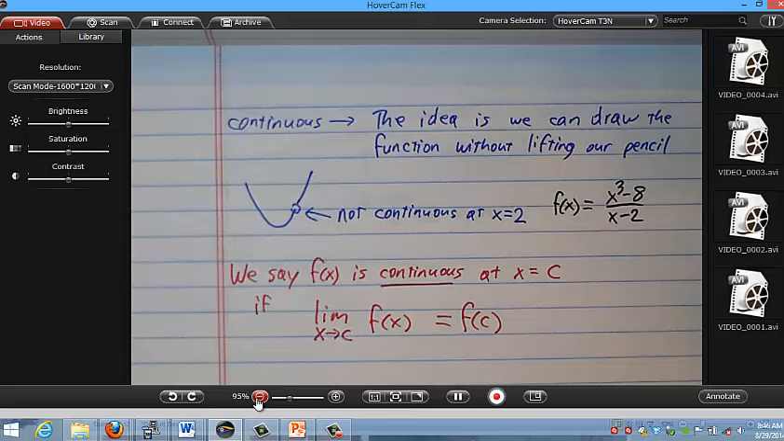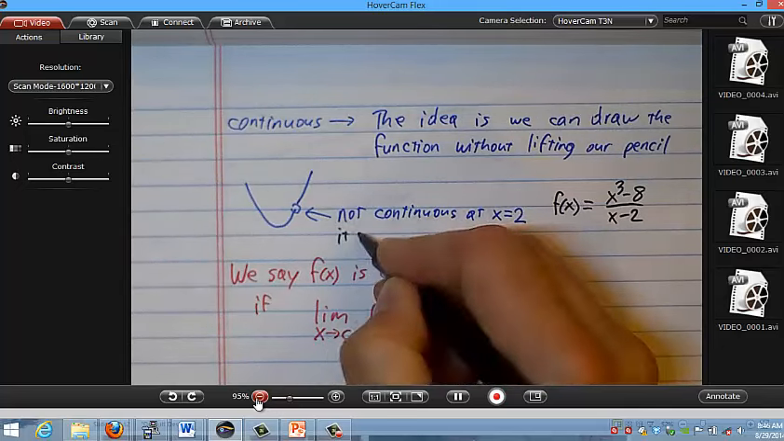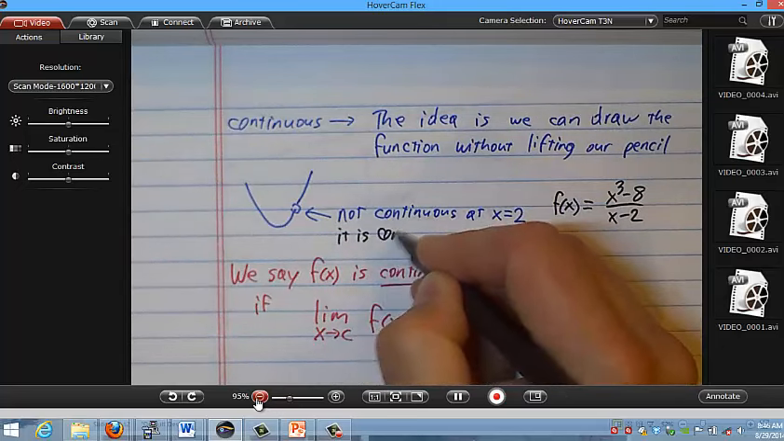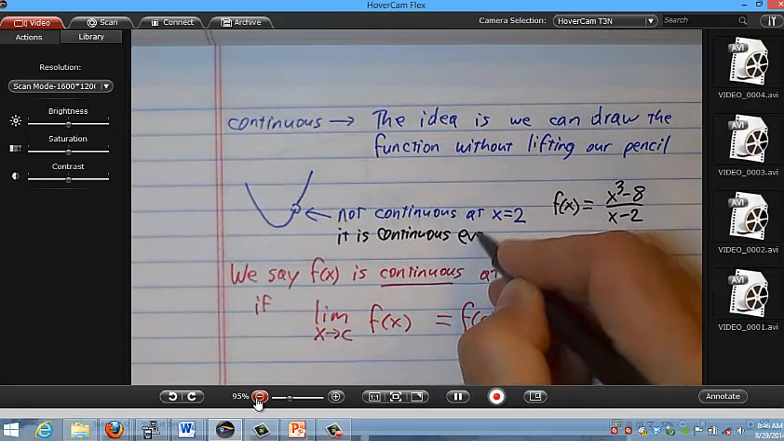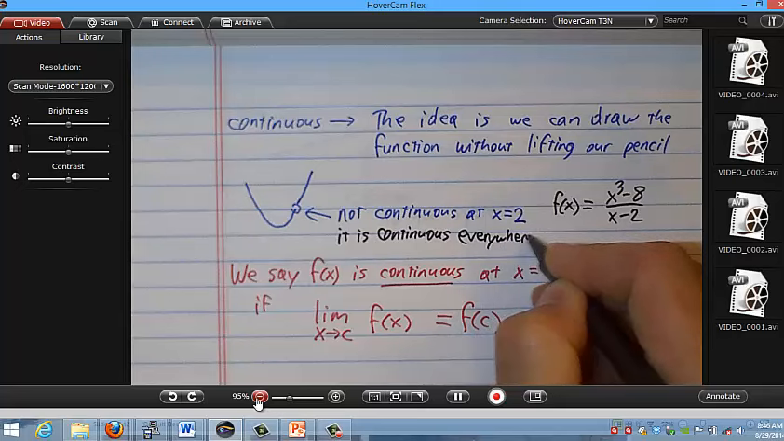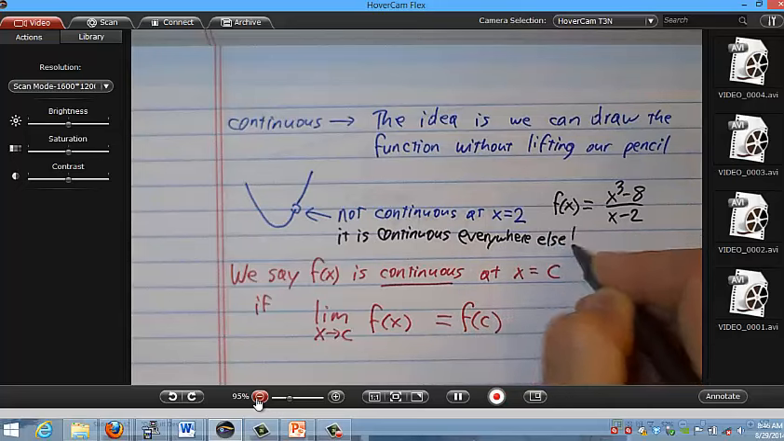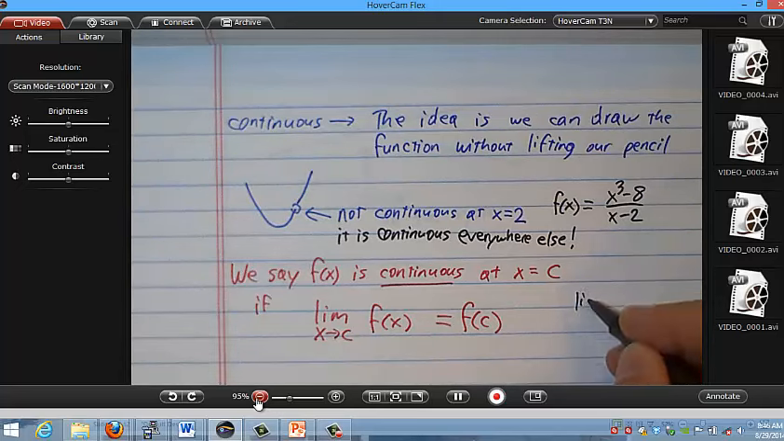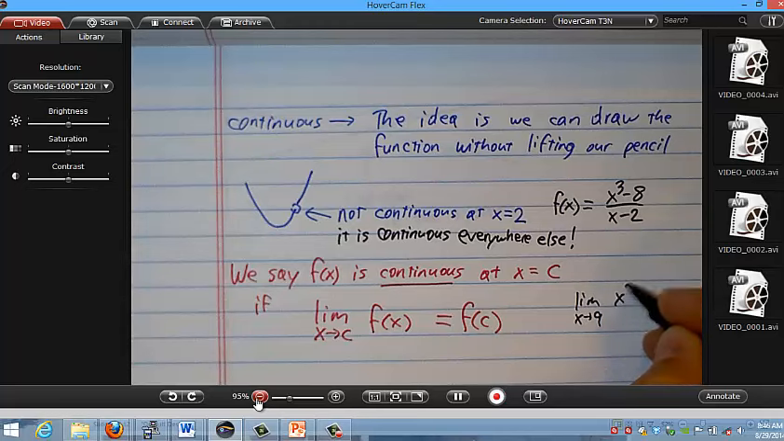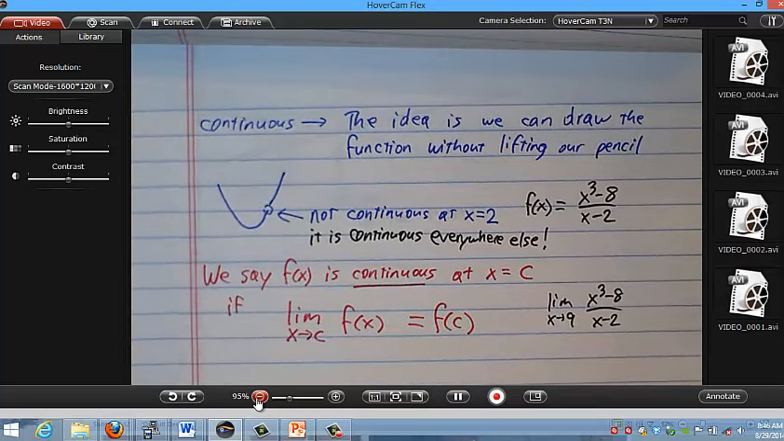I'm going to say one more thing about the function. It is continuous everywhere else. Does that make sense to you guys? So if I said, let's compute the limit as x approaches 9 of x cubed minus 8 over x minus 2, how would you do it?